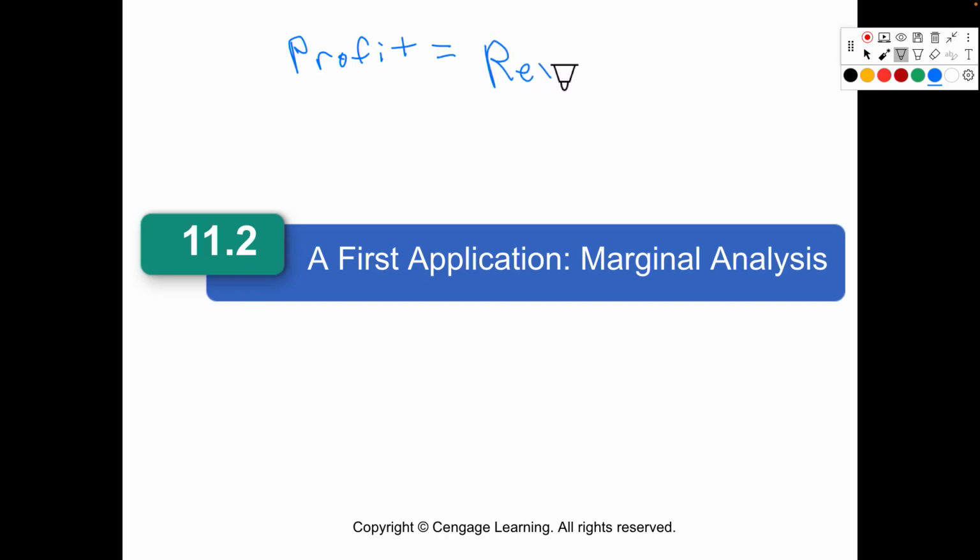Revenue. Revenue. Did I get that right? So that's what's going to come into me. So that's a positive cash flow into the company for whatever I sold. And then I subtract off my expenses. I subtract off my costs.